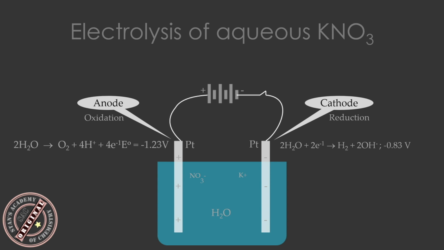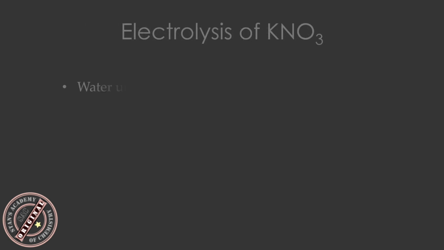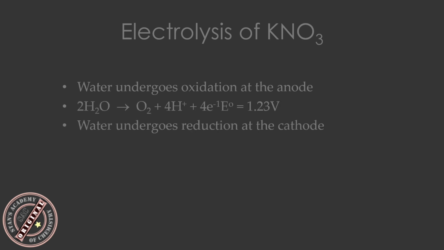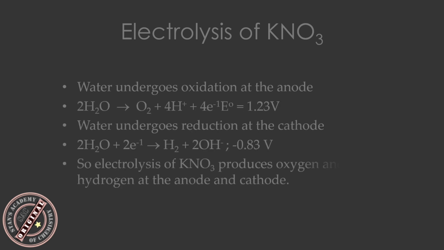So it is an expectation that you should be able to explain using the oxidation half reaction and reduction half reaction. And you can also calculate the cell potential using E0 cell equals E0 cathode minus E0 anode, and then predict the value of E0 cell, which should be negative in all of these cases because the reaction is non-spontaneous. So in the electrolysis of potassium nitrate, water undergoes oxidation at the anode, and water undergoes reduction at the cathode. So electrolysis of potassium nitrate produces oxygen and hydrogen at the anode and cathode.